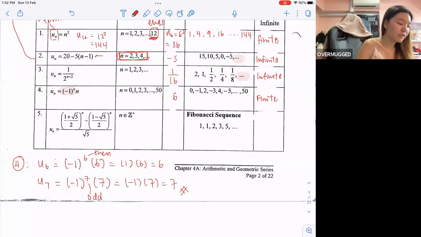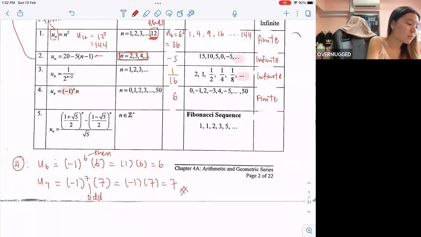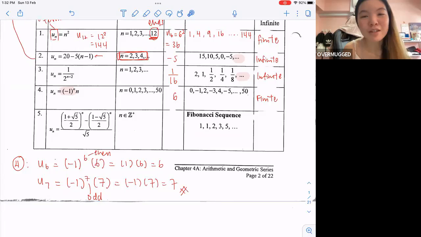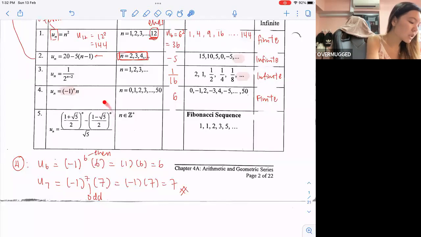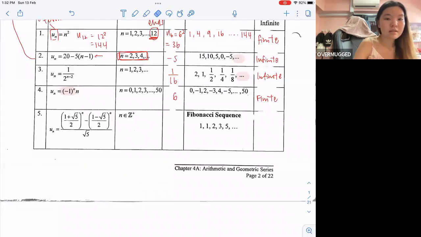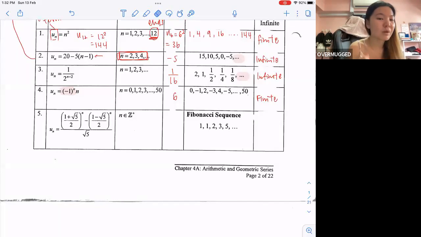Now let's do the very last row. We have row number 5. What will my U6 be? This one, I'm going to get you guys to calculate for me. It's going to take quite a while because you see, my Un is quite complicated over here. I'm just going to erase this last part. But please help me calculate what will my U6 be.